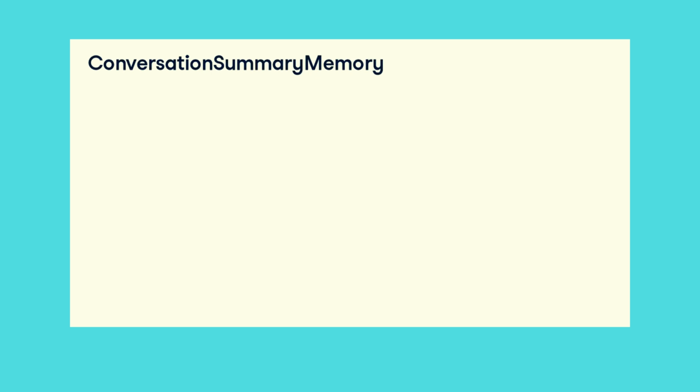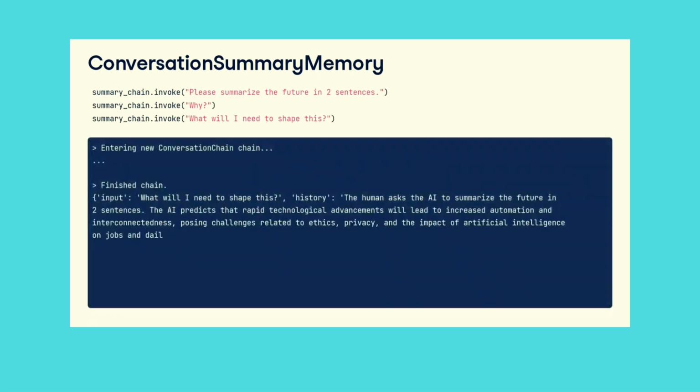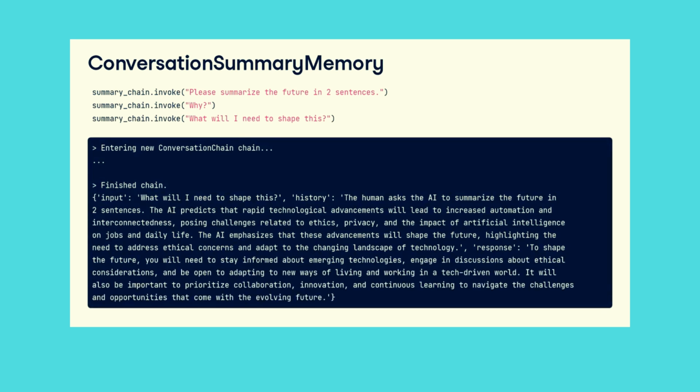Let's ask the model 3 questions in sequence using conversation summary memory. The output shows the memory or history that will be used to respond to the final input, which we can see is a summary of the first 2 inputs and responses.